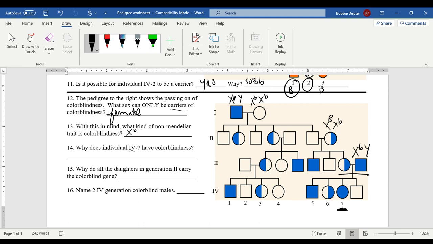So her dad is colorblind. So why do they express it? Because dad is colorblind. My pen doesn't always work. Dad is colorblind. And mom is a carrier.